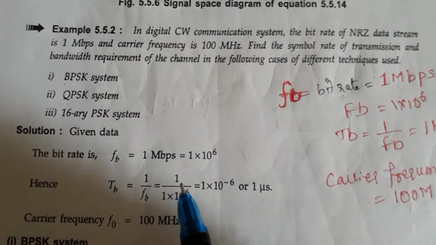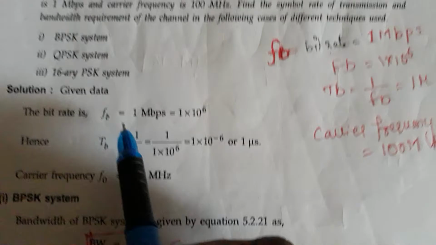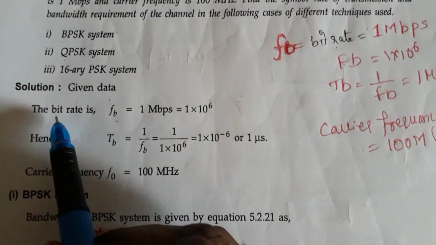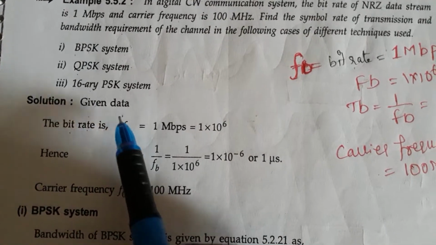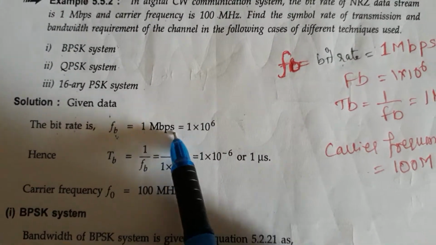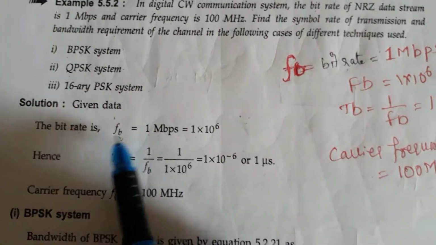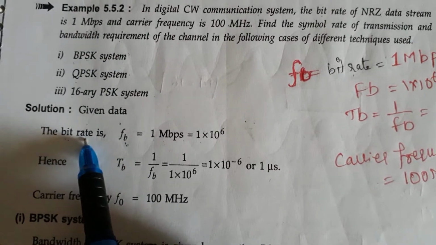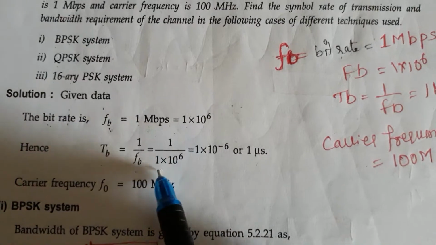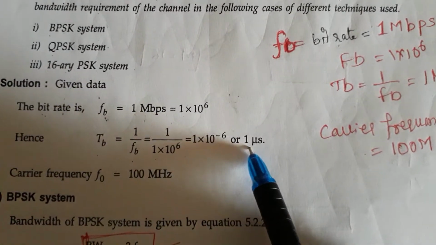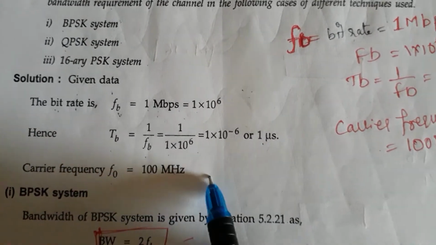So please observe, the data rate is 1 megabits per second. That's why FB, the bit rate, because it deals with the input bit, is 1 megabits per second, which is 1 × 10 to the power of 6. Correct? That is FB. So that is the bit rate. Now TB is 1 by FB, 1 by 1 × 10 to the power of 6. That is this value. And F0 is all given in the problem, 100 megahertz.